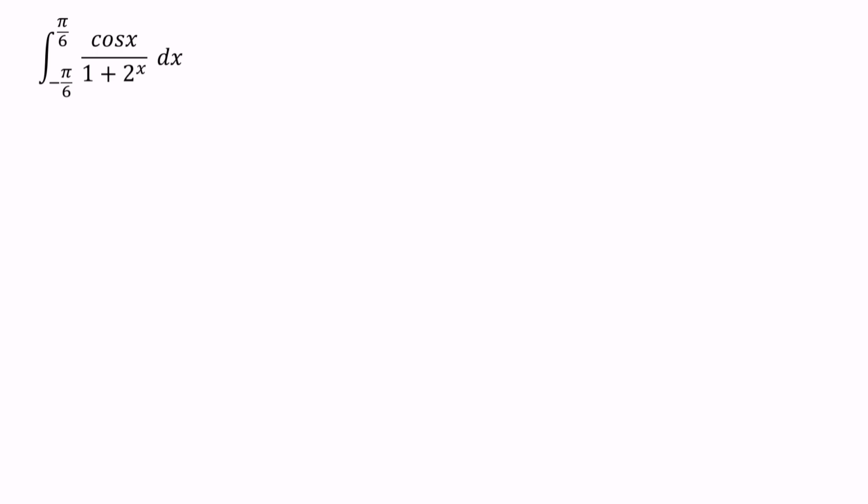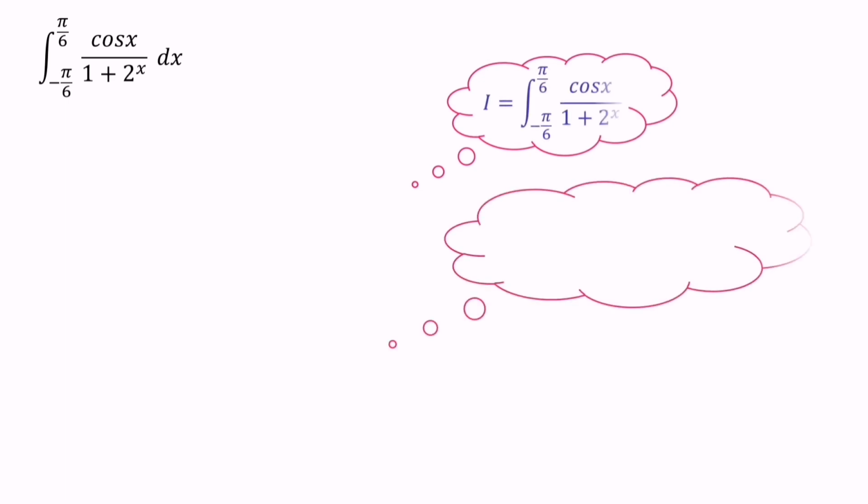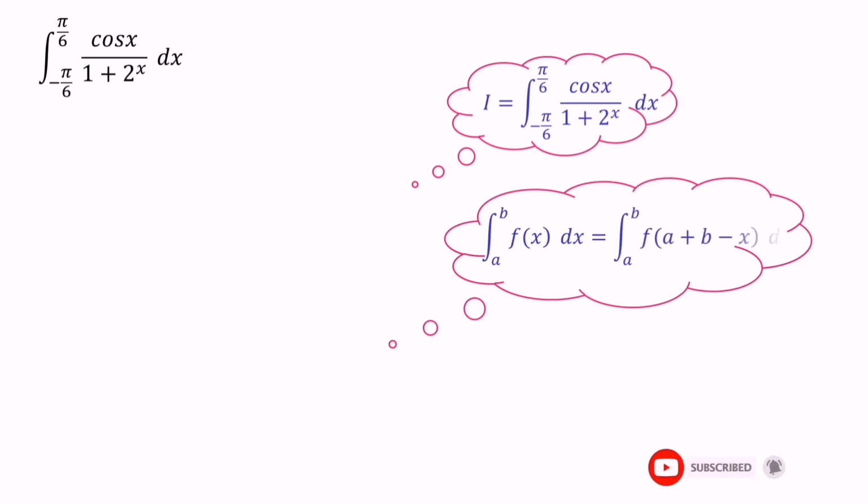Before we start anything, let's think about how we can solve this question. This is a definite integral with lower limit minus pi over 6 and upper limit plus pi over 6. If we get the answer of this integral as capital I, using the equation integral a to b f(x) dx equals integral a to b f(a plus b minus x) dx, we can rewrite the value of capital I again.